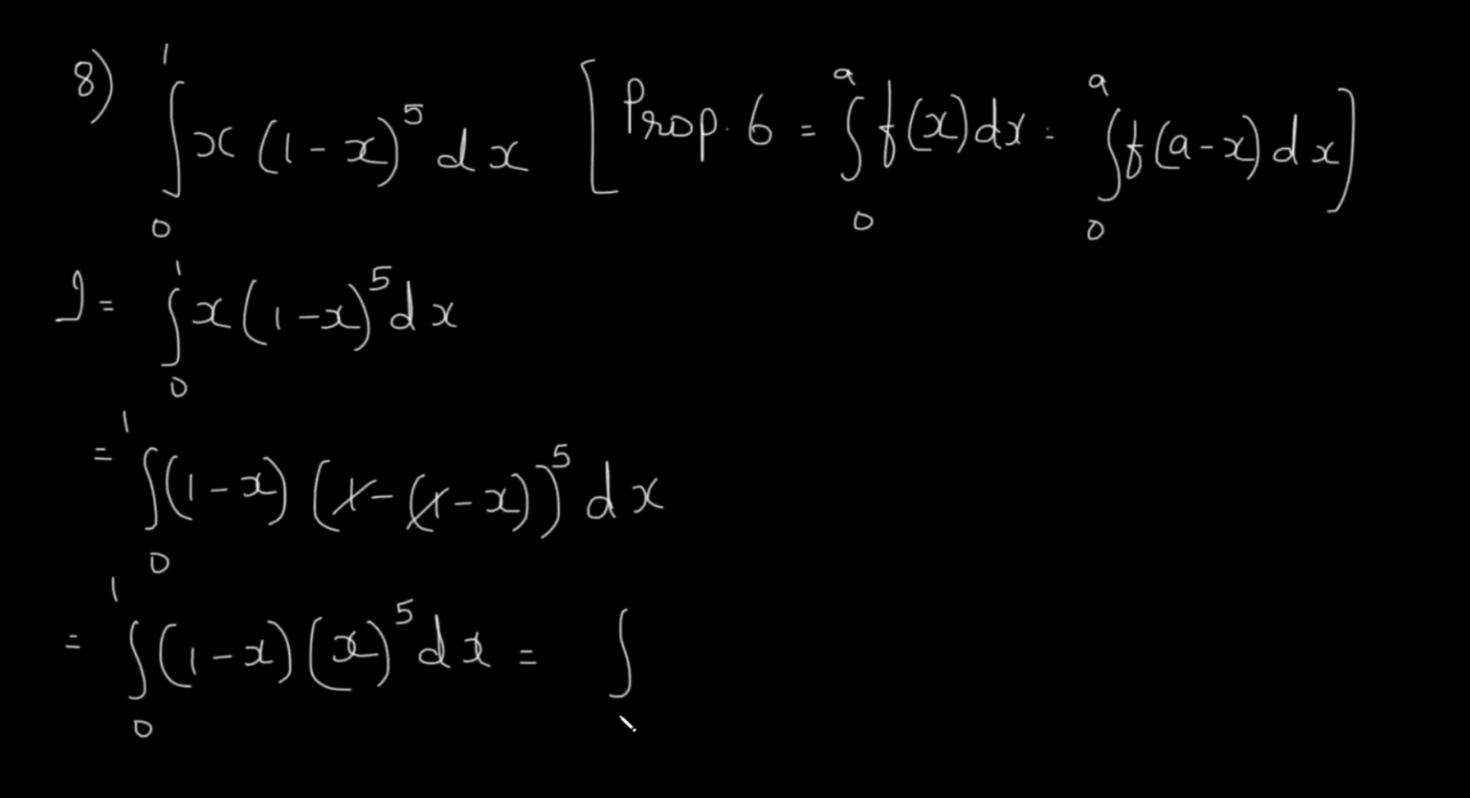Now what you observe is that you can open the bracket and you can multiply x raised to 5 with both these terms very easily. There is no particular formula which is required, isn't it? So you open the brackets, multiply this x raised to 5 with 1 and also with x, so that you get x raised to 5 minus x raised to 6 dx.